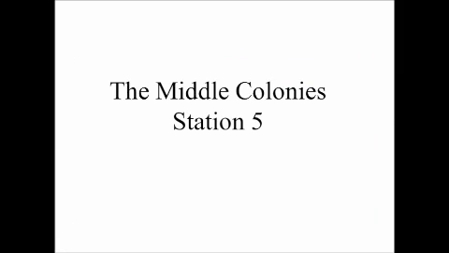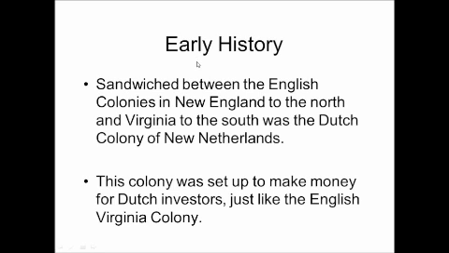Station number 5. The Middle Colonies, History and Politics. Early history of the Middle Colonies. Sandwiched between the English colonies in New England to the north and Virginia to the south was the Dutch colony of New Netherlands. This colony was set up to make money for Dutch investors, just like the English Virginia colony.